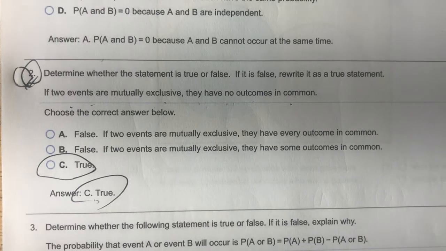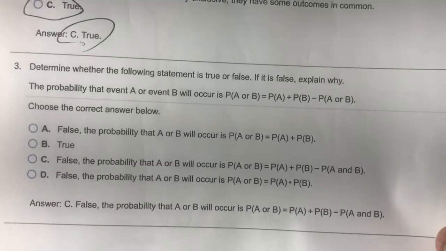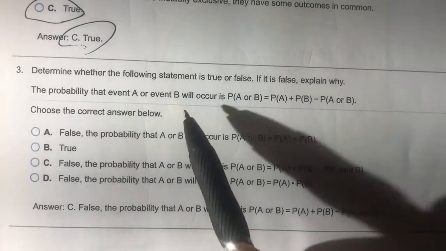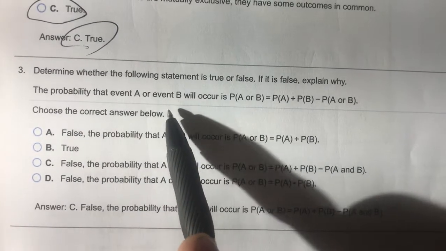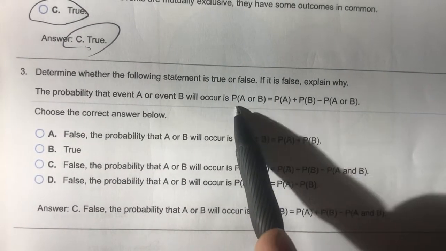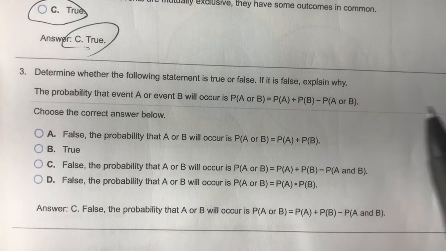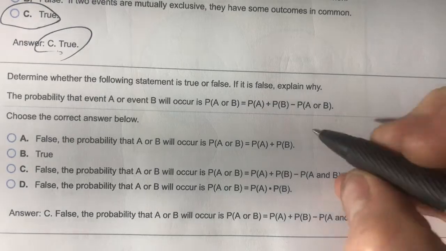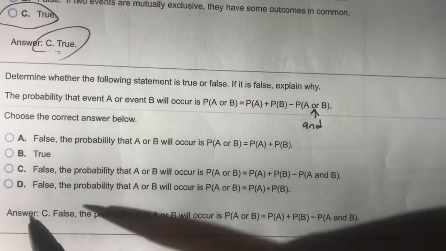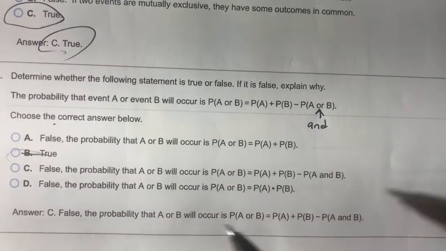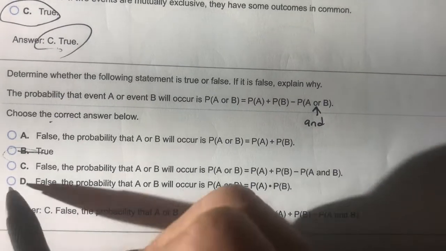Okay. Let's go to this next one now. Number 3. Determine whether the following statement is true or false. If false, explain why. The probability that event A or event B will occur, probability of A or B, equals the probability of A plus the probability of B minus the probability of A or B. Okay, now, all right, this right here should be and. So this is false. So it's one of these three. It's not true. It's false. Right here, C. I think it's C.